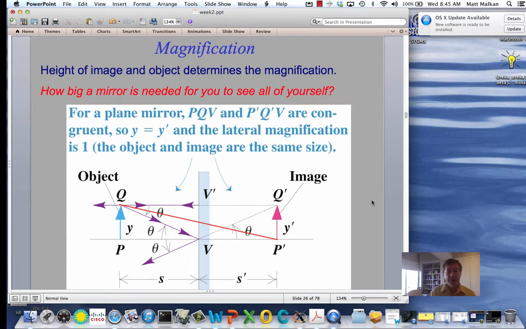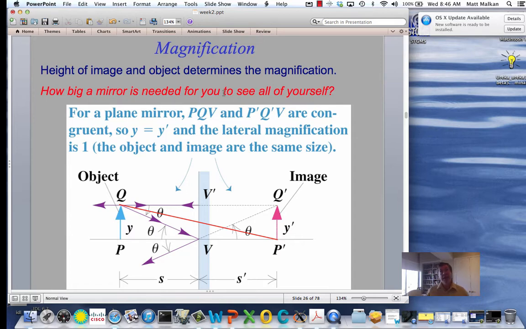And apparently people are coming into your dressing rooms and they want to see their entire body. They want to see everything from what they're wearing on their head down to their feet. Now, in this case, I'm going to oversimplify things a little bit here and assume that your eyes are exactly on the top of your head. It's not exactly true. But anyway, if you had eyes exactly on the top of your head, here's my question. In your store, how tall a mirror is required so that you could see all of yourself?